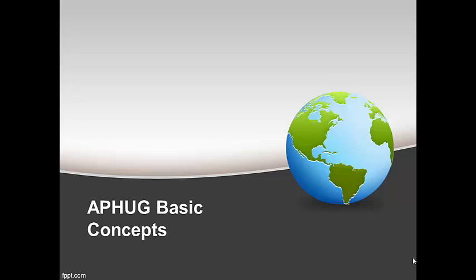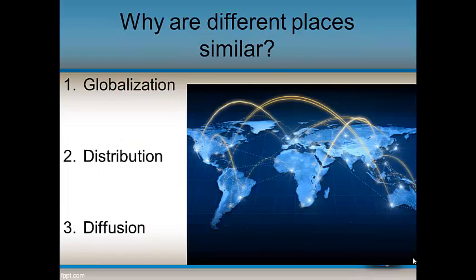Alright, here's what we're going to talk about. These three main ideas: globalization, distribution, and diffusion. We're going to focus on these three items and reflect on the question, why are different places similar? It's because of these three reasons. So let's go ahead and get right into it.